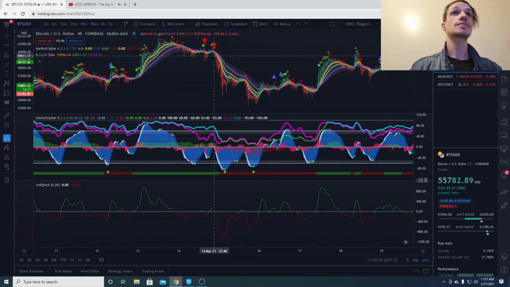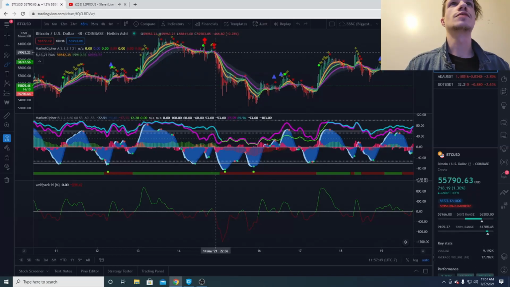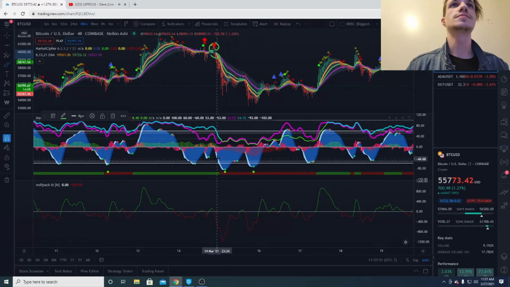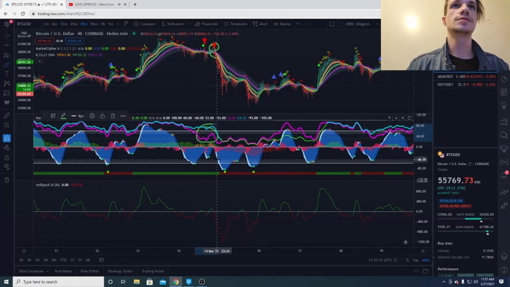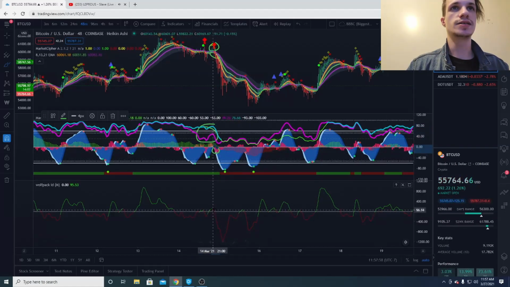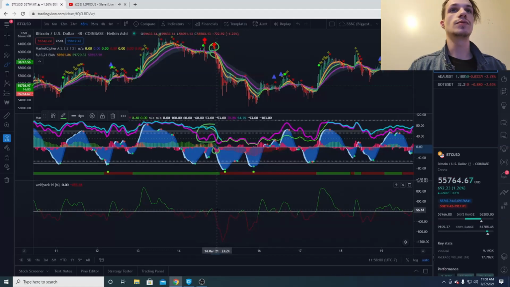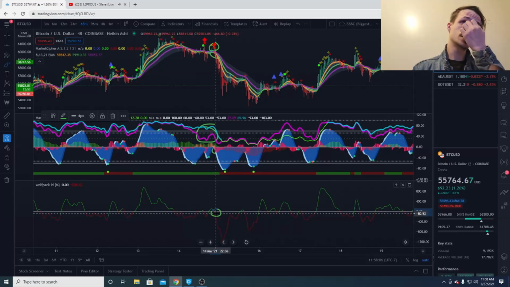All right, so confirmation 1, confirmation 2, confirmation 3, and then confirmation 4, and then our Wolfpack ID went up a little bit, which is fine. We're waiting for it to cross back down, and then boom. So that'd be our last confirmation, and then I would take a long, or take short.